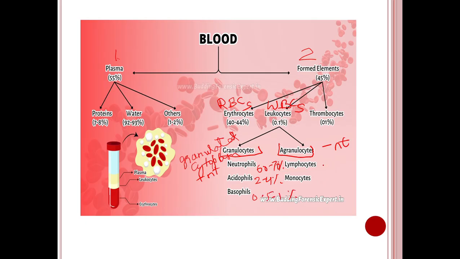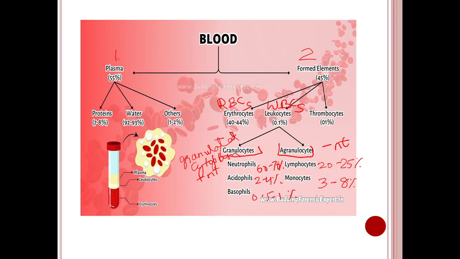Now coming to the lymphocytes. What are the lymphocytes? Lymphocytes are basically agranulocytes. The major lymphocytes are 20 to 25%. Monocytes are 3 to 8% out of total leukocytes, because leukocytes are only about 1% of the blood, and in that also granulocytes and agranulocytes. Now we are talking about this 1% contribution of these cells.